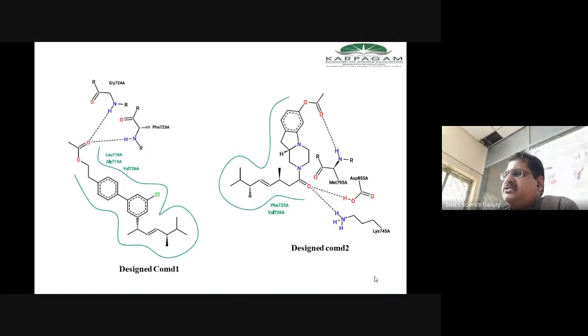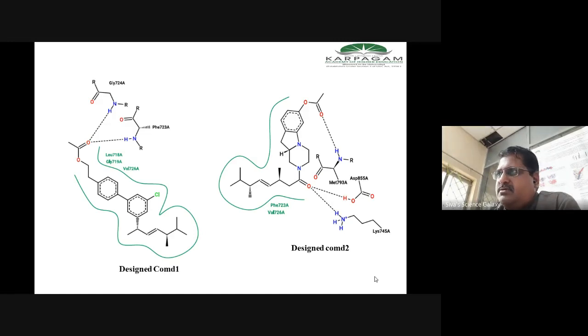And these are the generated molecules. So these are the designed compounds. Designed compound 1 and designed compound 2. This shows much better interaction than the parent compounds. So what is the message over here? You can do the molecular docking, and based on the molecular docking interactions, we can also design the compound to improve the affinity. I hope.